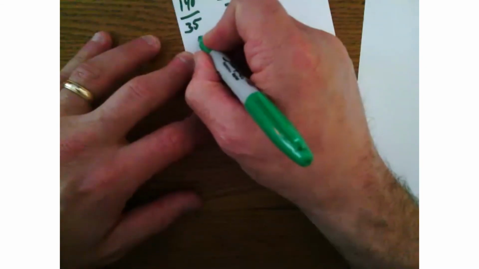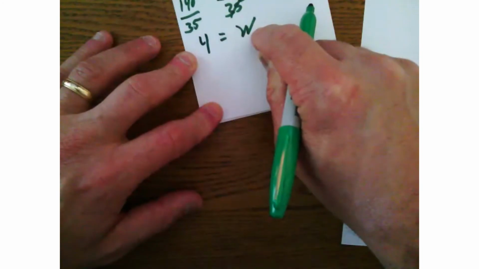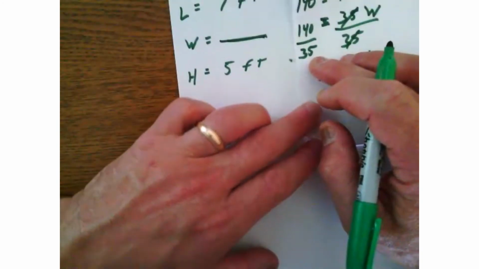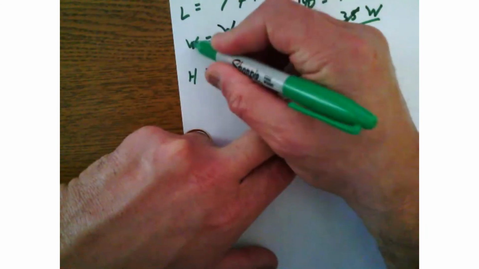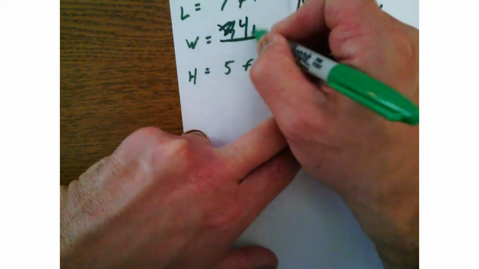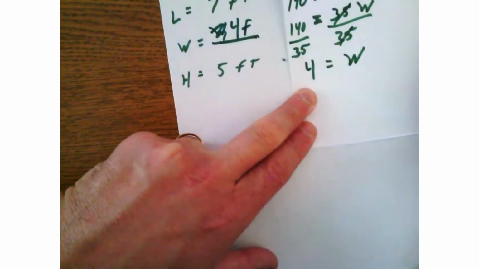Anyway, 140 divided by 35 is 4. So 4 equals W. So if you go back over here to your original homework problem, we came out with W equals 4 feet. No problems.